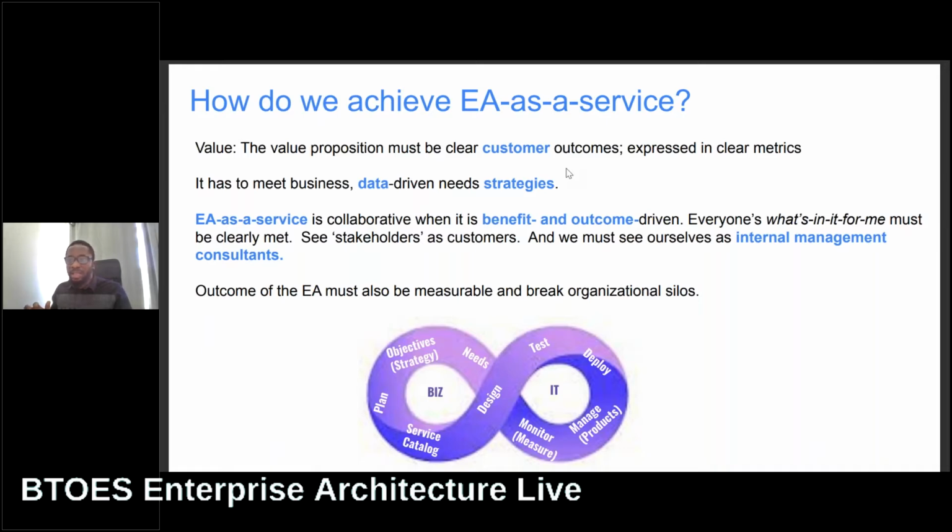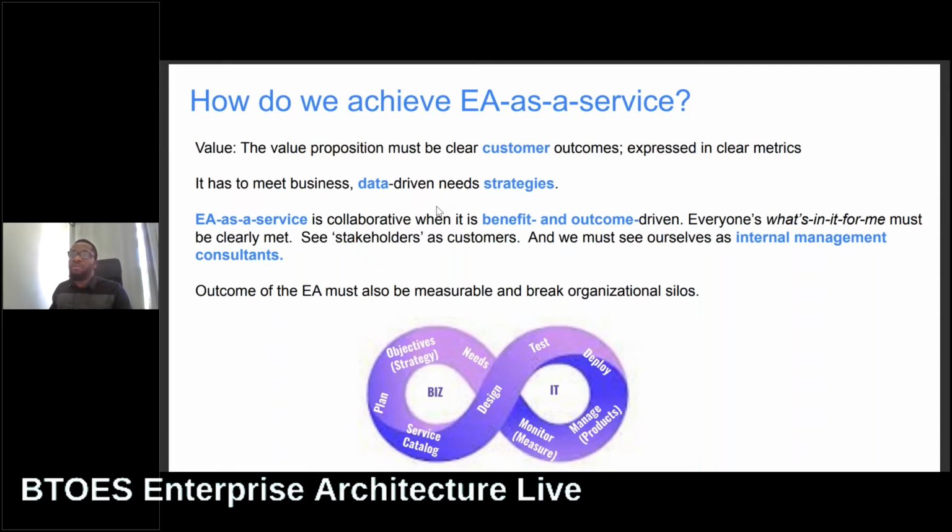So if you're looking at data, how do we approach the place of data? So data in the sense that you have to be able to collect information, you have to be able to get information out of disparate items or metrics that represent some form of behavior. So these are some of the things that we need to look at. And of course, the EA has to be collaborative and beneficial and outcome driven. Now, the keywords there are benefit and outcome driven.